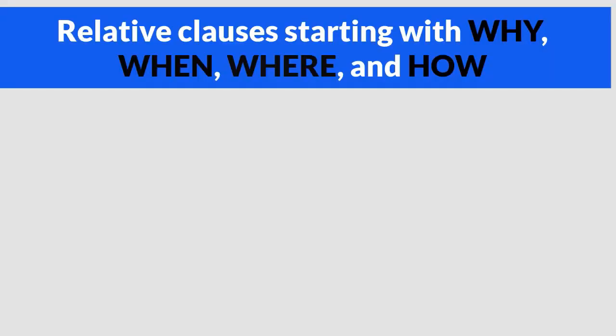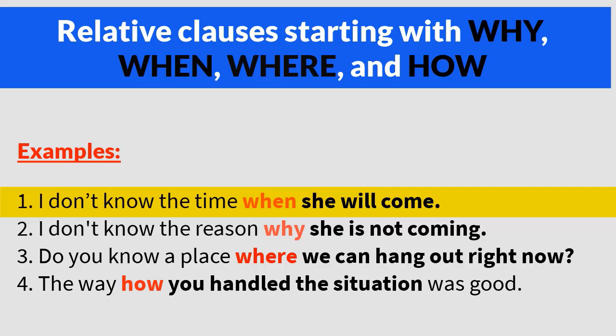All right. Now, why, when, and how can also be used as a relative pronoun in a relative clause. All right. For example, I don't know the time when she'll come. I don't know the time. Which time? When she will come. So when she will come is a relative clause starting with the relative pronoun when. It is considered a relative pronoun.